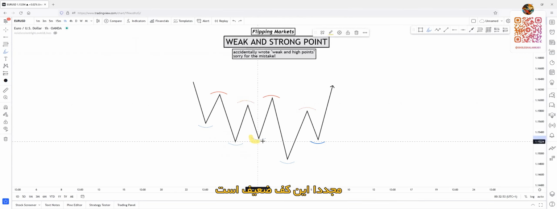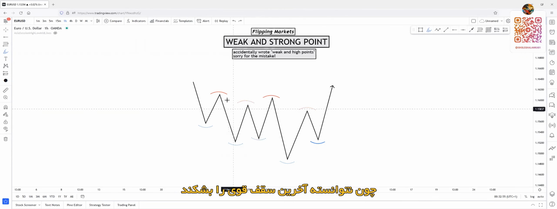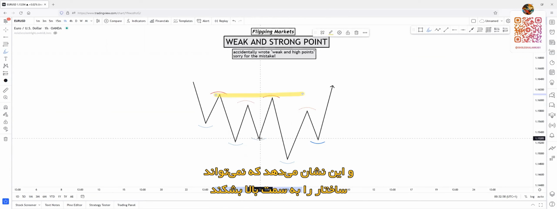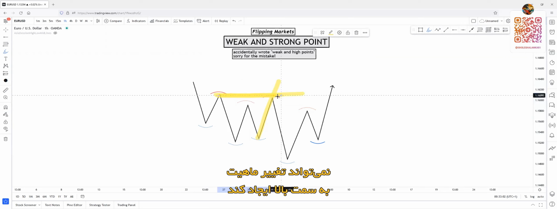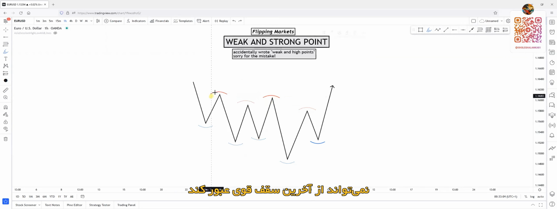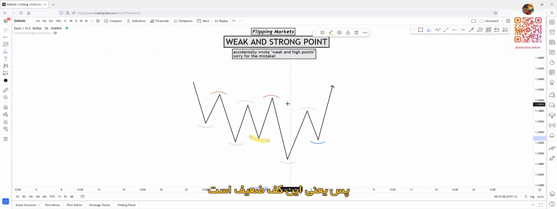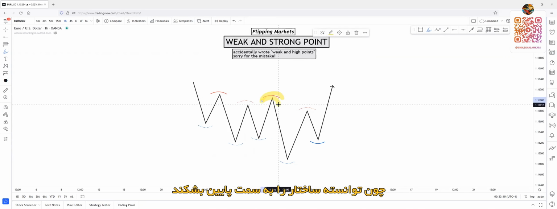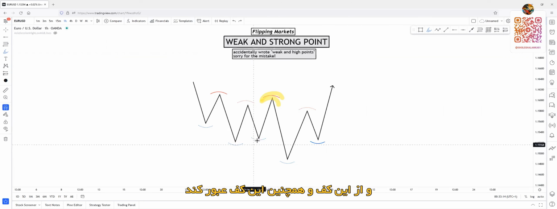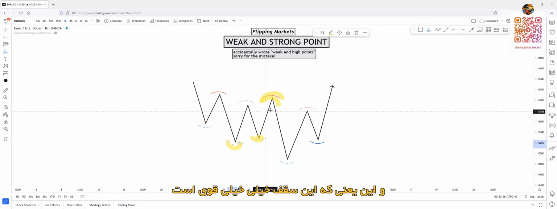This will be weak low again because this low couldn't break above the last strong high. So this proves it can't break structure to the upside. It can't change character to the upside. It can't break above the last strong high. So this means this is weak. This will be strong because this high could break this structure and this structure to the downside and broke this low and this low. So this proves this is really strong. This is a really, really strong high.